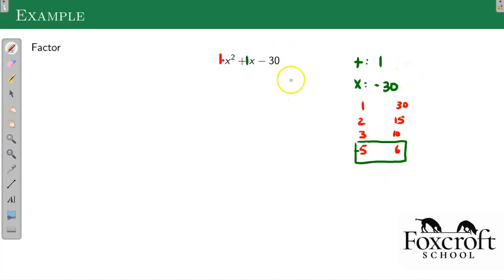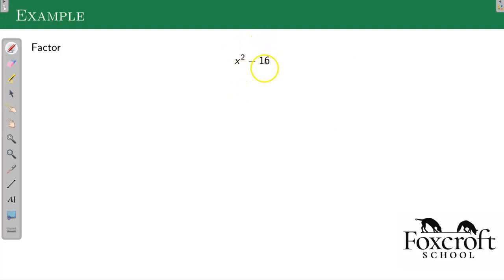And now the shortcut, only when there's a 1 in front of this x squared: you don't have to do all the splitting method, you just write x minus 5, which is coming from here, and then x plus 6. There's nothing wrong with doing the whole splitting method, it's just 5 extra steps you don't have to do. So the shortcut is when there's just a 1 in front of the x squared, you basically go straight to your answer using that perfect pair that you found.